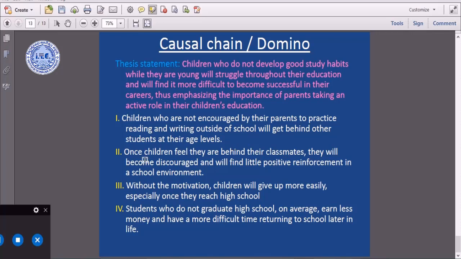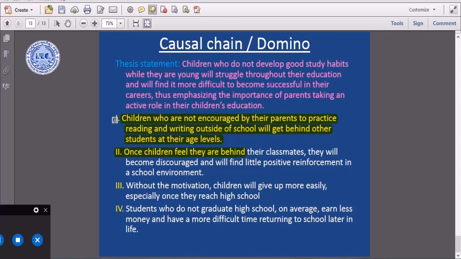Number two, when children feel they are behind their classmates, they will become discouraged and will find little positive reinforcement in the school environment. And without motivation, children will give up more easily, especially once they reach high school. Last but not least, students who do not graduate high school on average earn less money and have a more difficult time returning to school later in life. So you see, that's the causal chain. That's it.